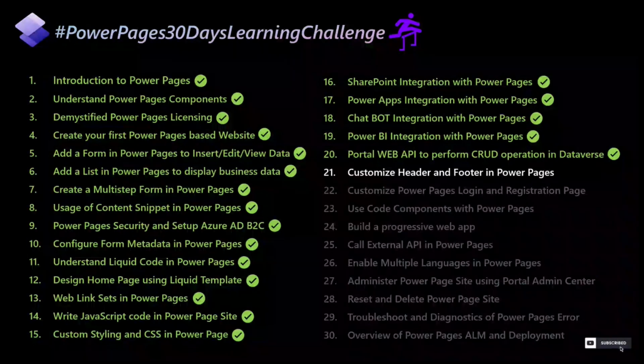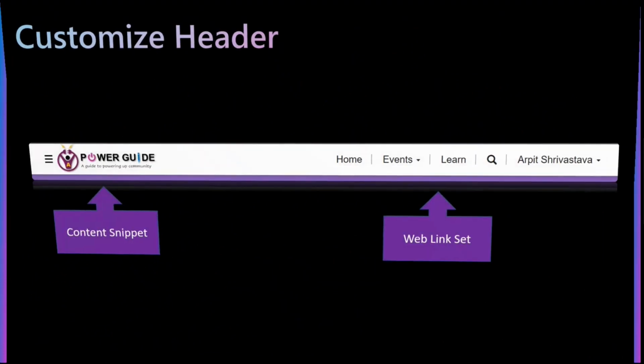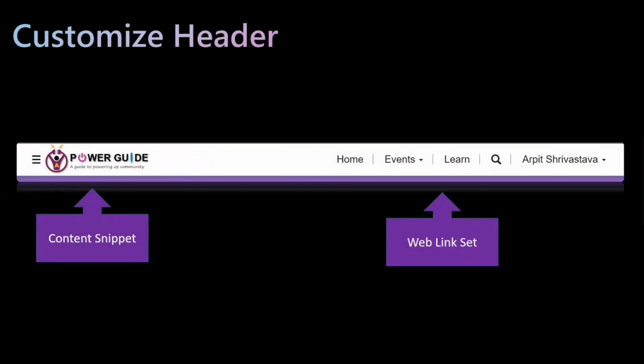All right. So if I talk about customizing the header and the footer in Power Pages, to customize the header, there are basically two parts. The first part consists of the content snippet, and the second part consists of the web link set. So before you start designing your header, you should understand the necessity of these components, what the content snippet does and what the web link set capabilities are.